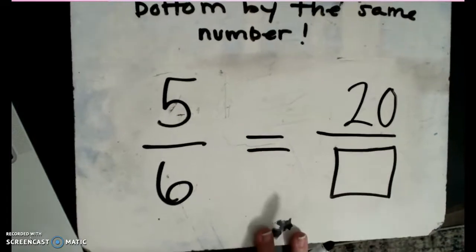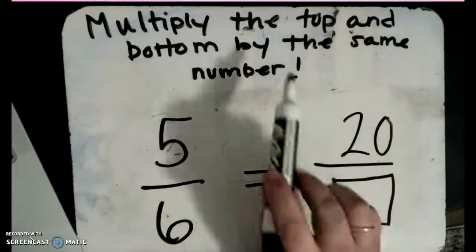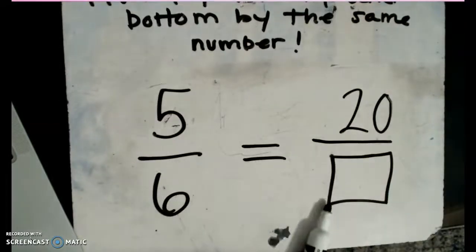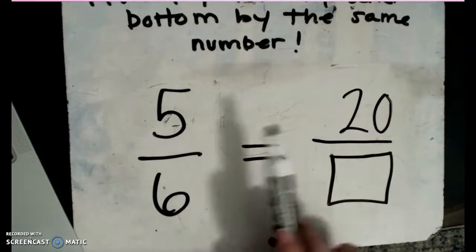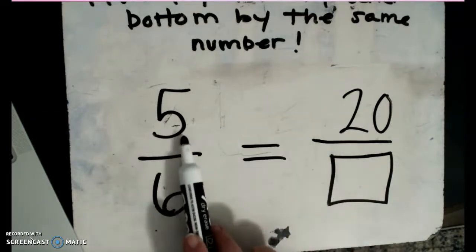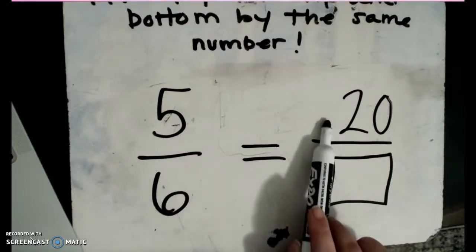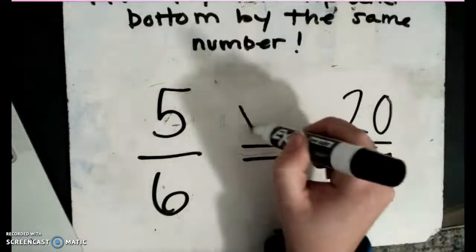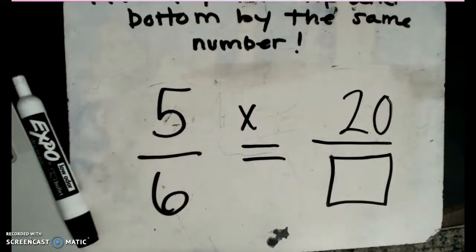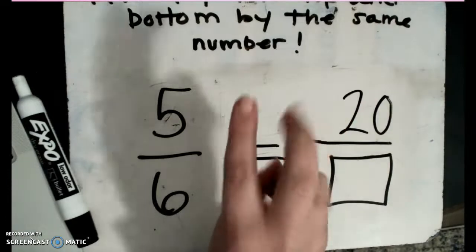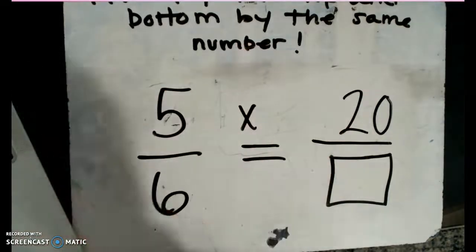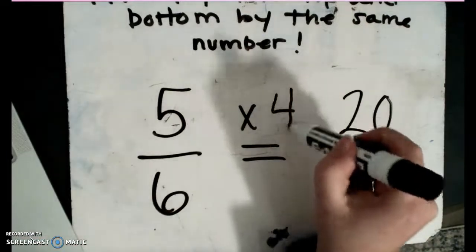Okay, so this time I'm still trying to figure out what did they multiply by, but this time I don't know the denominator here, but I do know the two numerators. So I have to figure out what did they multiply to go from 5 to 20. So let me see. We can count by fives and see how long it takes us to get to 20. 5, 10, 15, 20. So we know they multiplied by 4. So let me write times 4 here.